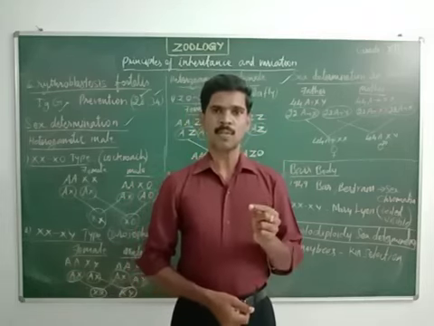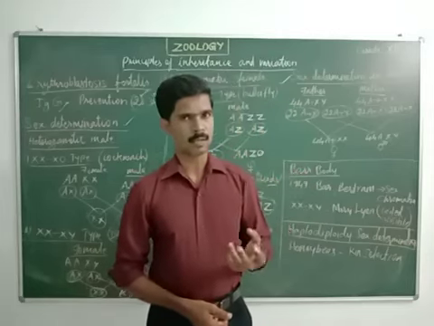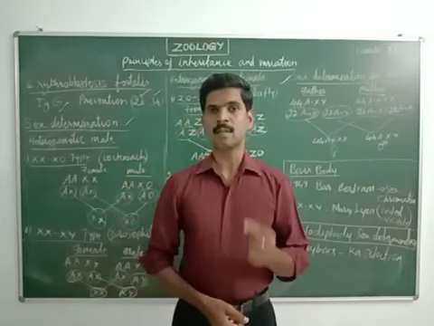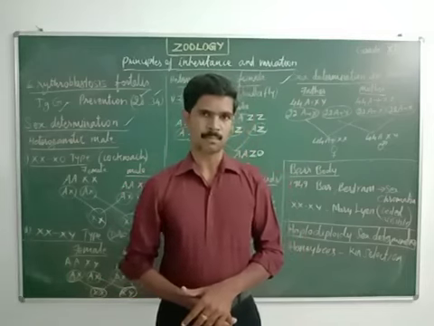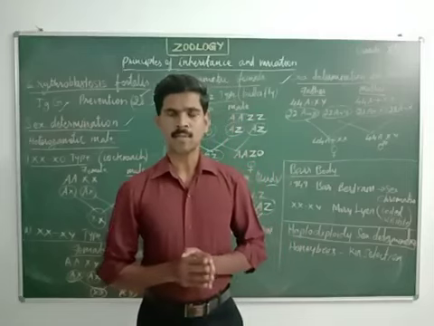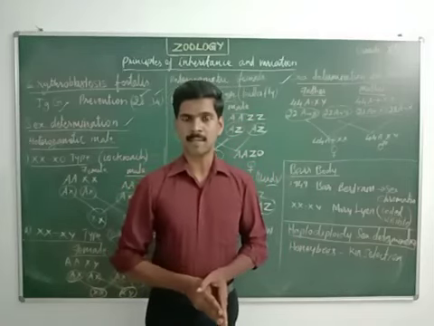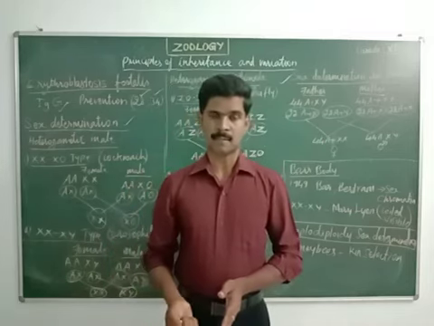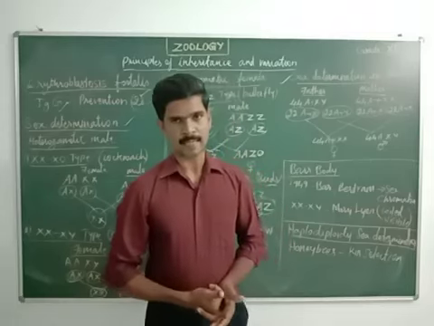Here the first 22 pairs of chromosomes determine our body characters, so they are called autosomes. And the 23rd pair of chromosomes determines our sex, so it is called allosome. So 46 chromosomes are arranged in 23 pairs. The first 44, that means the first 22 pairs, determine our somatic characters, and the 23rd pair, that means the 45th and 46th chromosomes, determine our sex.